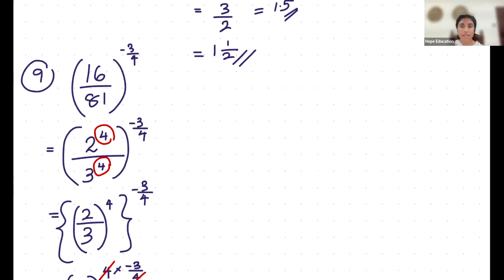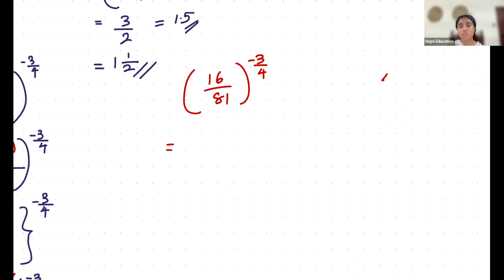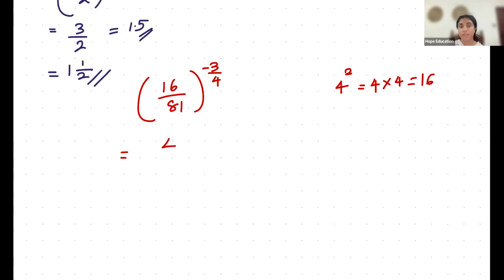That means now I have 16 over 81 to the power minus 3 over 4. Now 16 I wrote as 2 to the power 4, but 16 is also 4 to the power 2. 4 to the power 2 means 4 times 4, so 4 times 4 is 16. And now 16 I can write as 4 to the power 2. 81 I can write as 9 to the power 2, so 9 times 9 is 81.